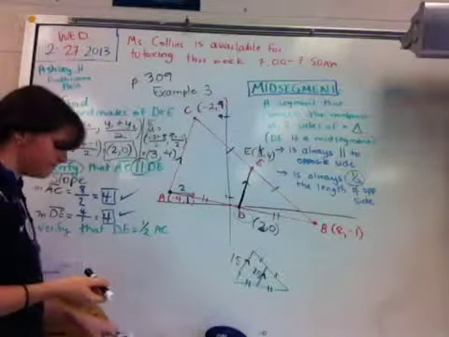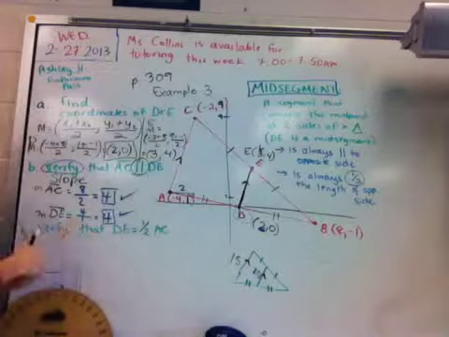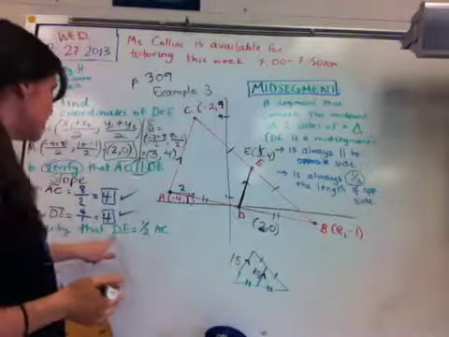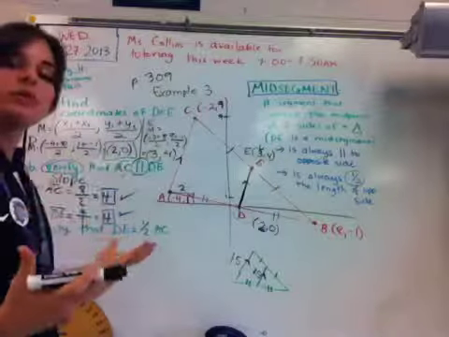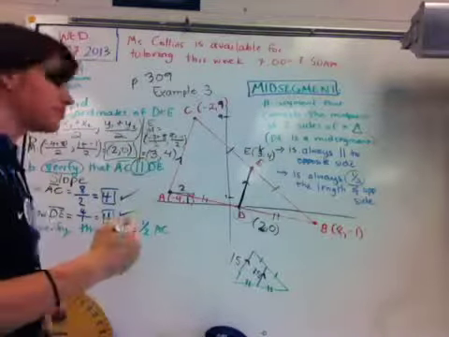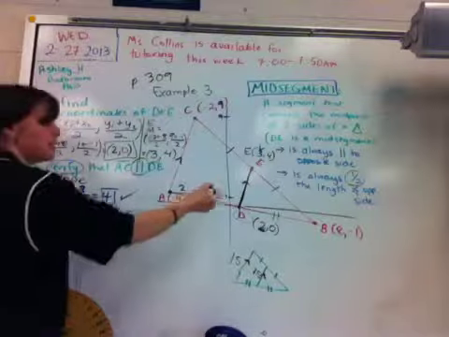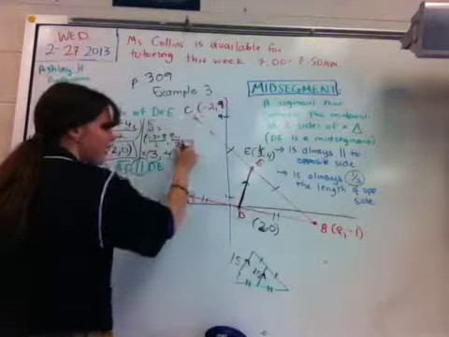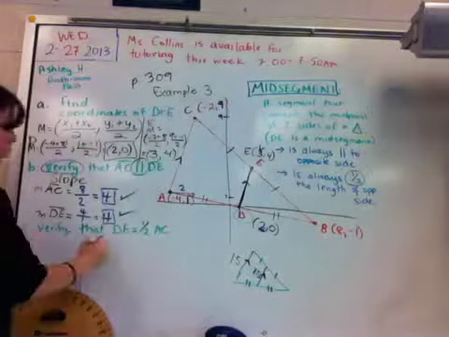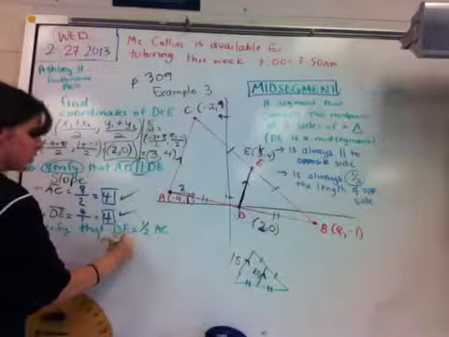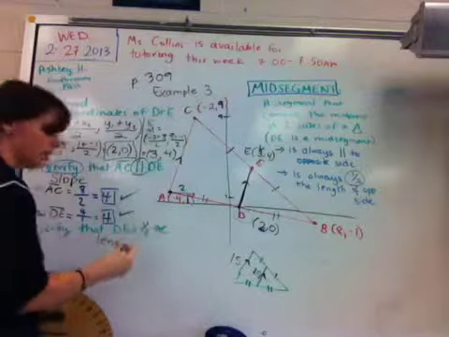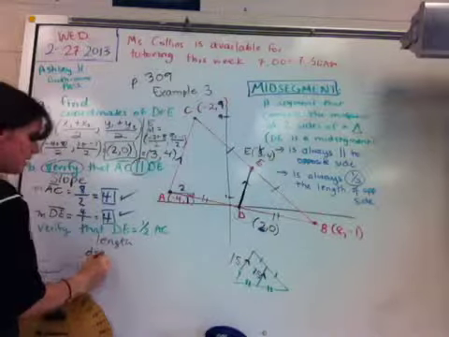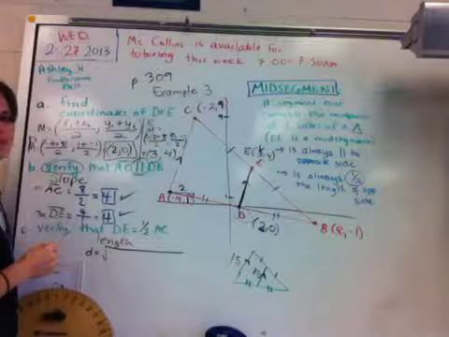We can prove it. Now, let's think about this last one. What if somebody says, I don't really believe you that DE is going to be half of the measure of AC? How could you prove it to them? How could you show it? If we want to verify that the length of something is half of the other one, what is length on your coordinate plane? What formula are you going to use to determine the length of something? Here's where we use distance formula.